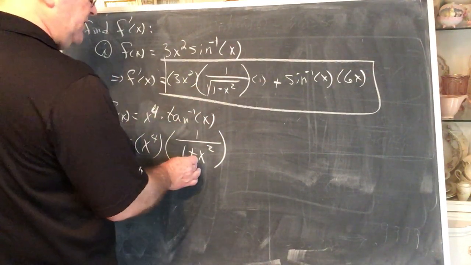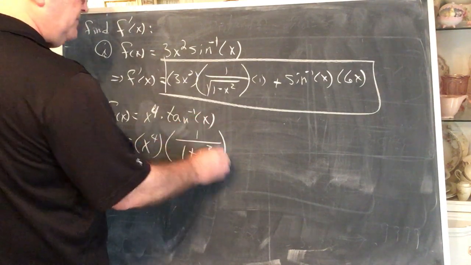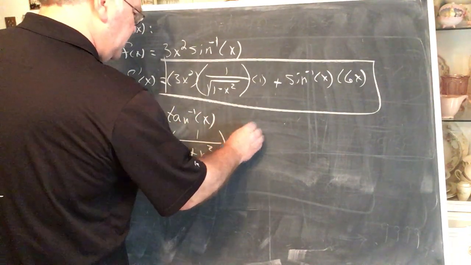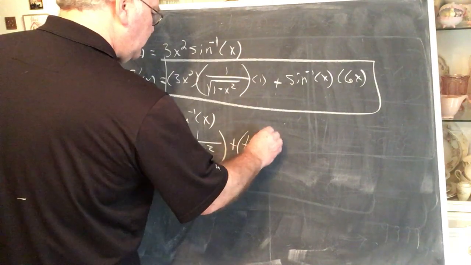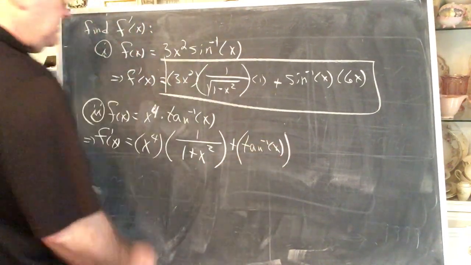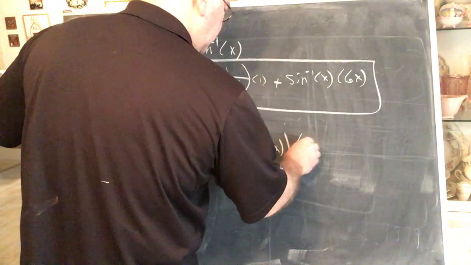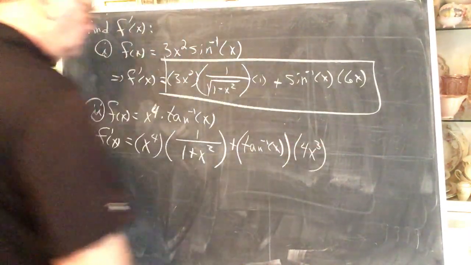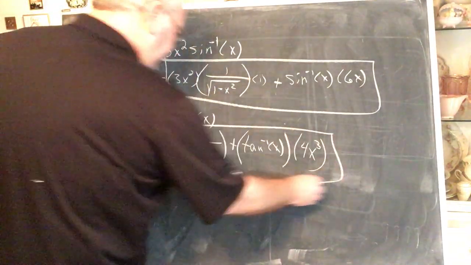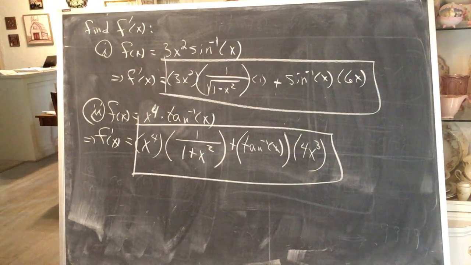First times the derivative of the second, the derivative of the inside is 1. Plus the second times the derivative of the first. And if all you're asked to do is find the derivative, that's what you just did.